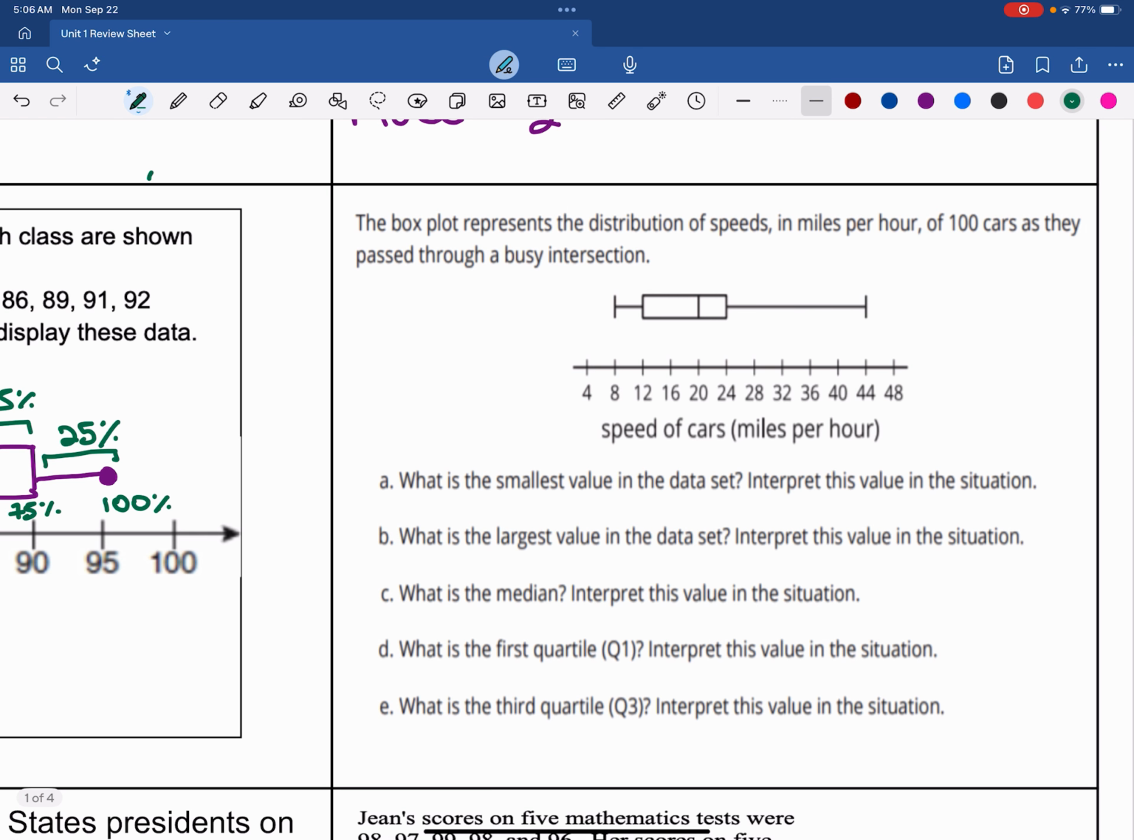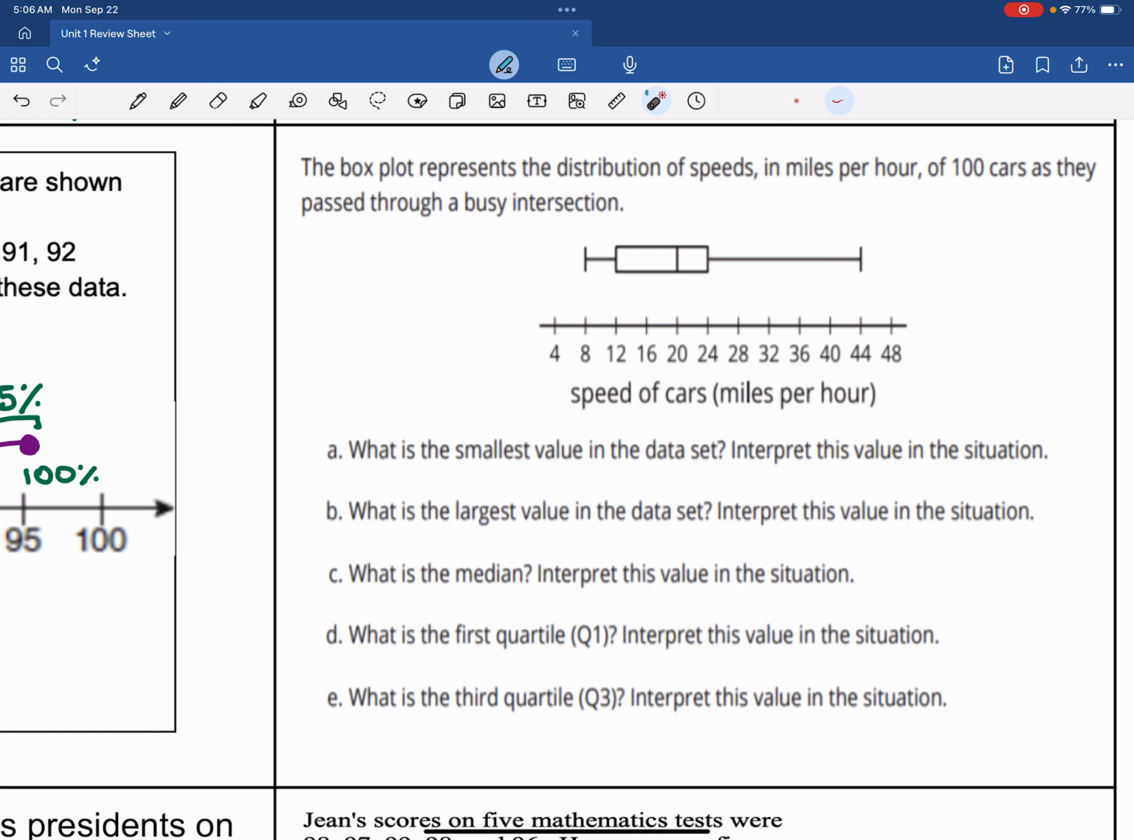Okay. The box plot represents the distribution of speeds in miles per hour of 100 cars as they pass through a busy intersection. So here they give us the box plot, and then we're answering some interpretation questions. All right. A. What is the smallest value in the data set? Interpret this value in this situation. So we know that our smallest value is obviously going to be our min. So here our smallest value is 8.